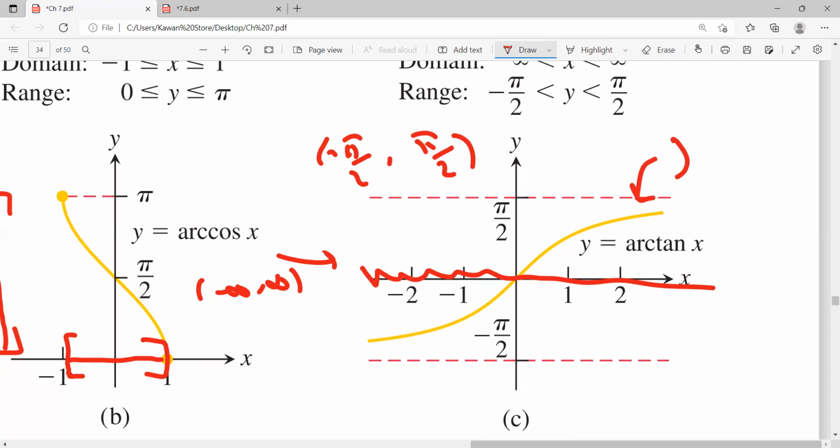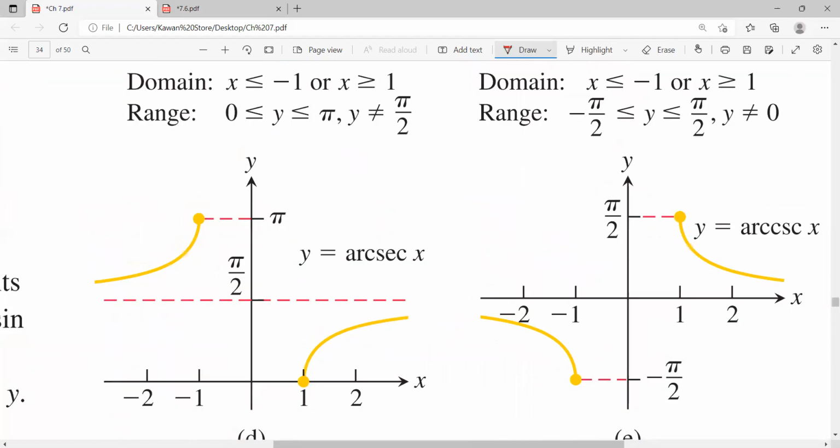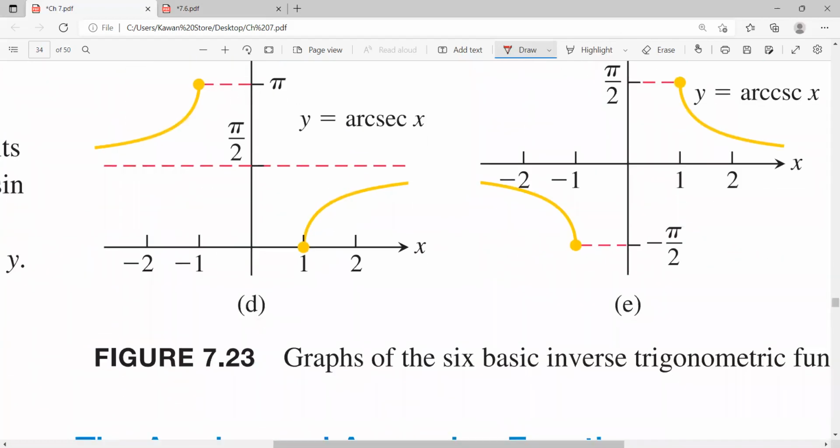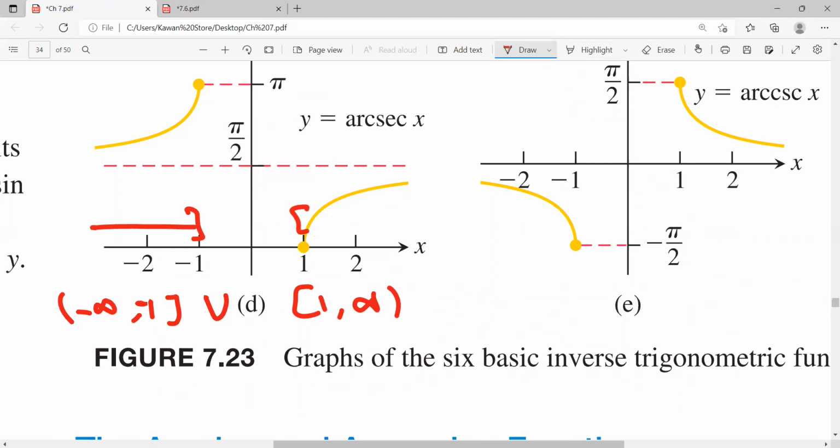Easy. Domain of that one. Or -infinity to -1, okay, union 1 to infinity. Thank you. So what does that mean? It's an interval, right? So you can see from here to there, from here to there.